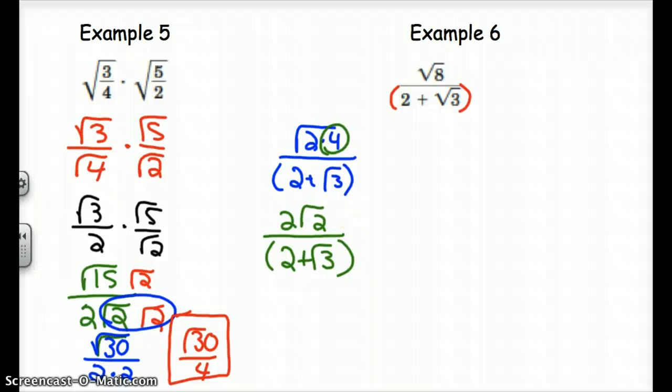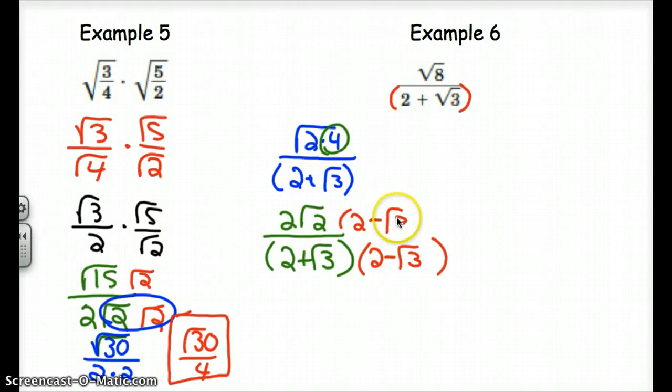When we have a quantity, we multiply by what's called the conjugate. 2 minus root 3 and 2 minus root 3. This is called a conjugate. Again, people, you cannot use your calculators on these. You need to do the mathematics behind it. All right, so let's take a look at this.